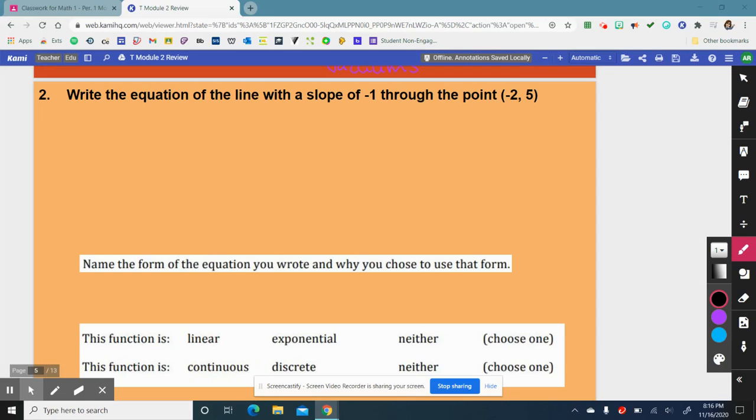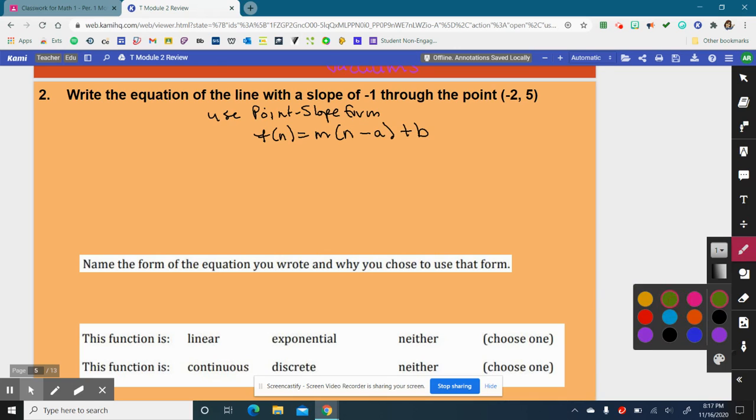Example number 2, we're going to write the equation of a line with a slope of -1 through the point -2, 5. So we're given a slope and a point, which means we're going to use point slope form, which is f of n is equal to m times n minus a plus b. Our slope, we are told, is -1, so m is equal to -1.